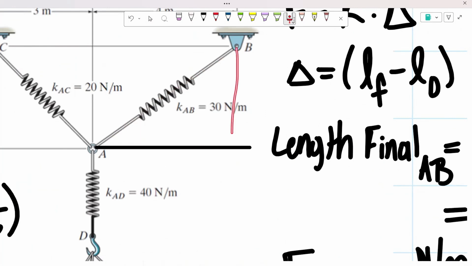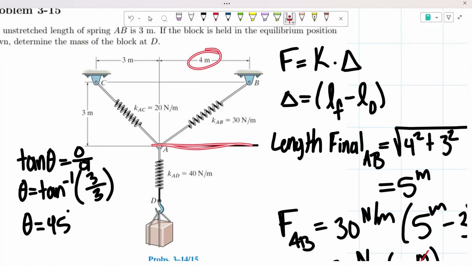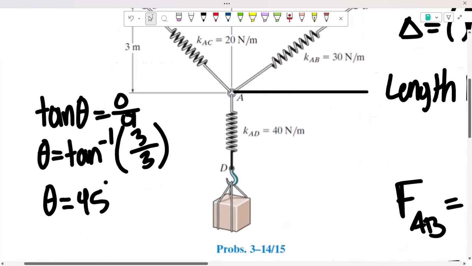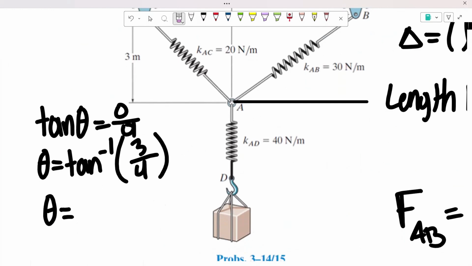And once again, we know that this side of the triangle is 3 meters long because we know from this right here. And then we know that this side of the triangle will be 4 meters long. So once again, we could use that tangent theta is equal to opposite over adjacent. But instead of having it 3 over 3, this time we're going to be having that as 3 over 4, since now the adjacent side of that triangle is 4 meters. And if we were to plug that into our calculator, we end up getting tangent inverse of 3 over 4.